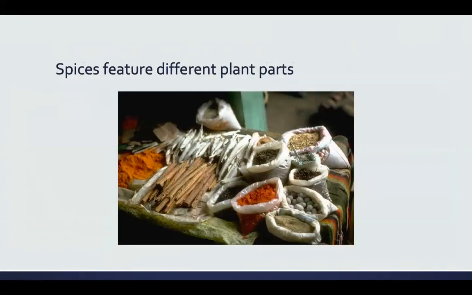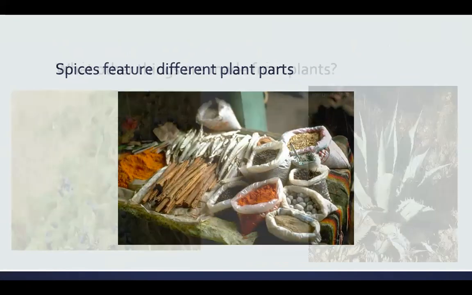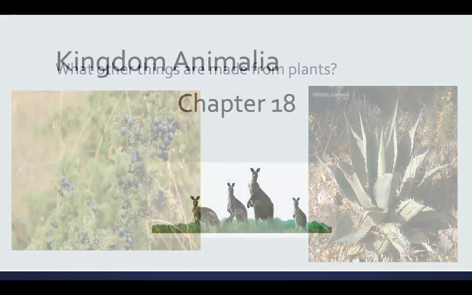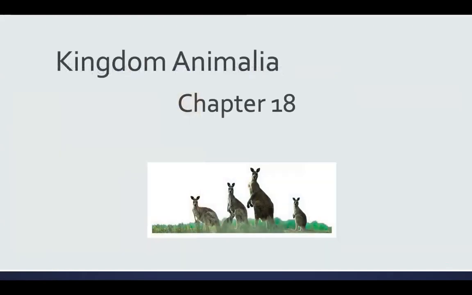Spices feature different plant parts as well. So here are different types of spices, each featuring a different part of the plant. What other things are made from plants? We have different types of berries. Here's aloe vera, a succulent that can produce aloe vera.